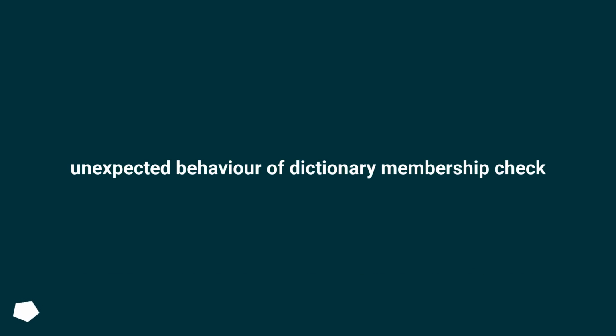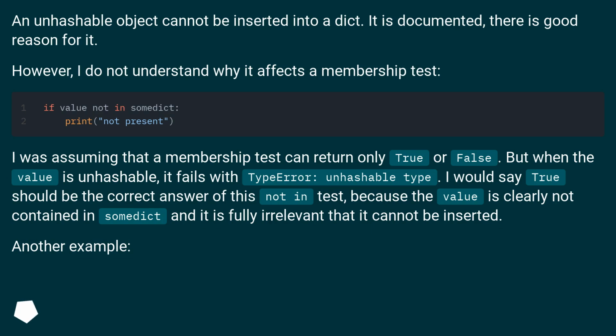Unexpected behavior of dictionary membership check. An unhashable object cannot be inserted into a dict. It is documented, there is good reason for it. However, I do not understand why it affects a membership test. I was assuming that a membership test can return only true or false.